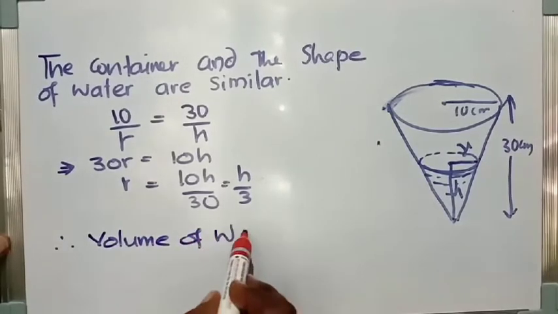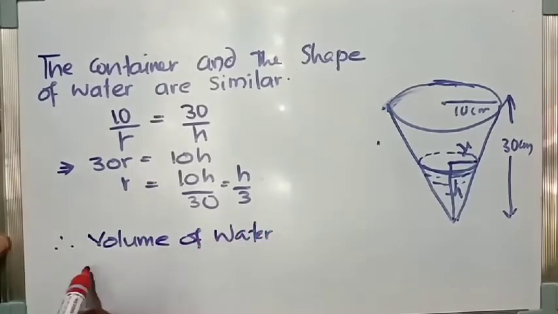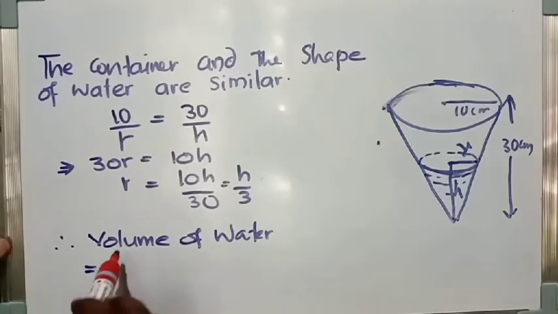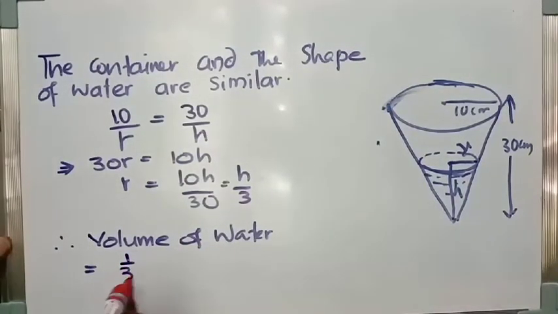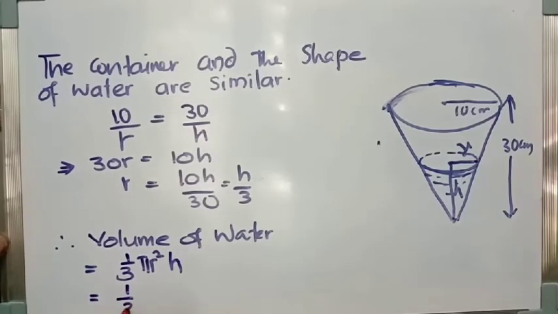Volume of water in the container is the same as the volume of the container. The shape of the container is a cone, so the volume of water is 1 by 3 pi r squared h. That is equal to 1 by 3 pi of r squared, that is (h by 3) the whole squared, because r is h by 3, into h.